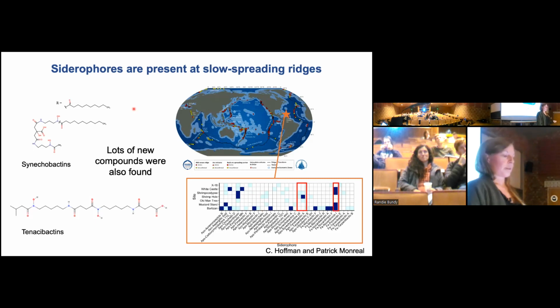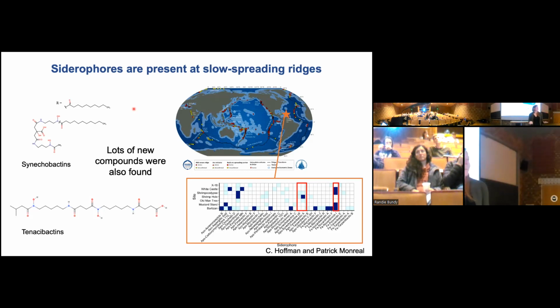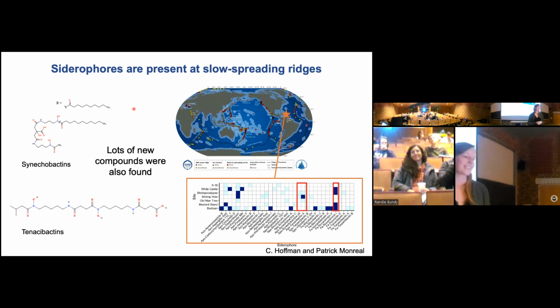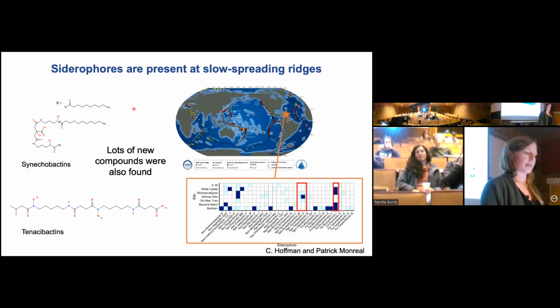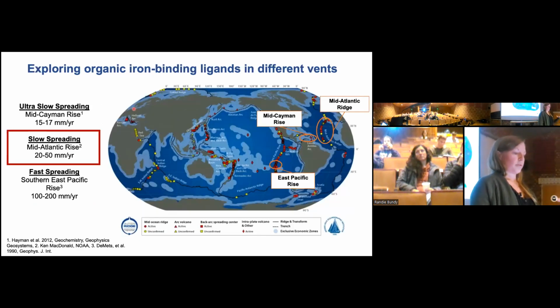However, it was also cool because we saw lots of new siderophores also that had never been seen in the ocean before. So this is just one example here of this Tenaciabactin. So we were pretty excited because we actually weren't sure if we'd see any siderophores at all in these environments. And so the first place we looked, we saw some, but this was also kind of our lowest iron vent system. So then we wanted to move to these other samples from the Mid-Atlantic Ridge, or this slightly faster spreading center.